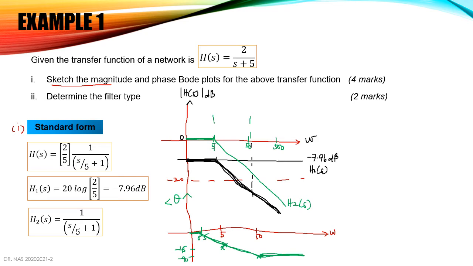All right, so the second question asks you what type of filter this is. Okay, so from the given transfer function or from the filter response, you can estimate that the shape of the filter is something like this. So this is basically a low pass filter.